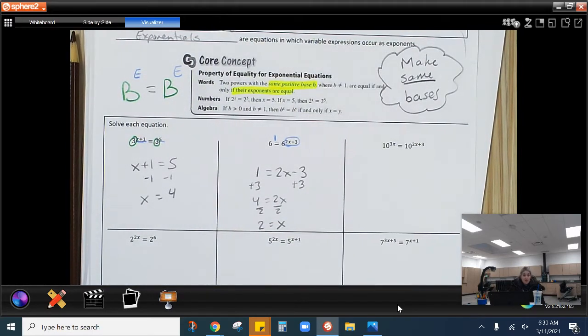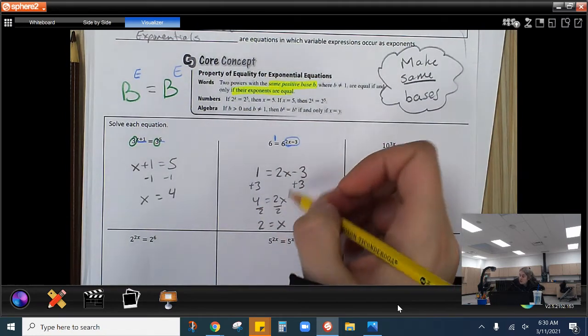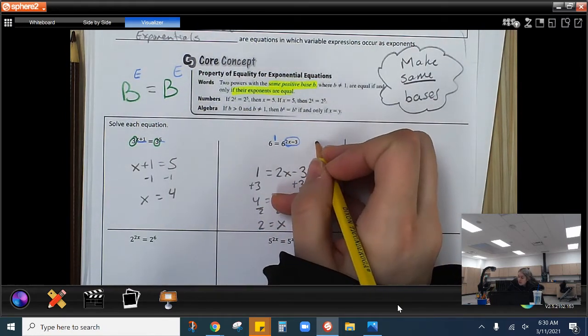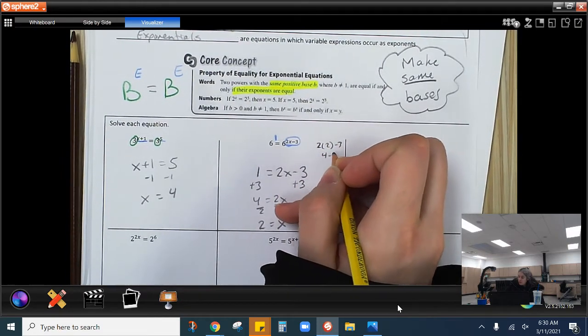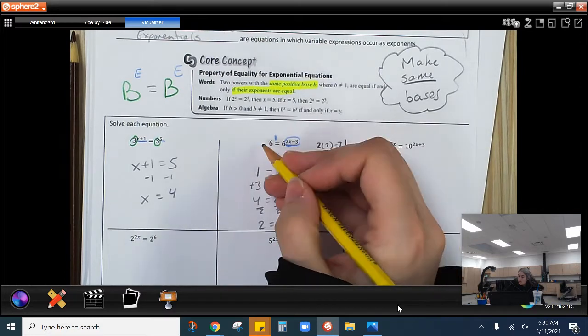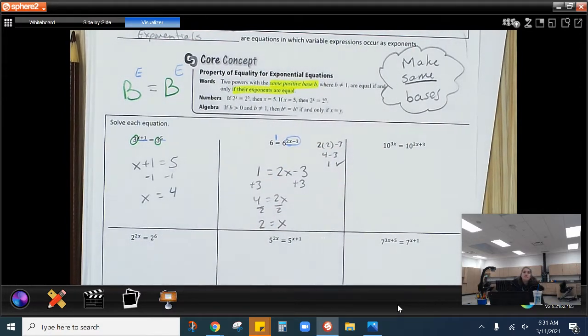I highly encourage you to do a check on these to make sure that that makes sense. So if we plugged 2 back in, we would have 2 times 2 minus 3. Well, that would be 4 minus 3, so that's 1. Does 1 equal 1? Yes, it does.